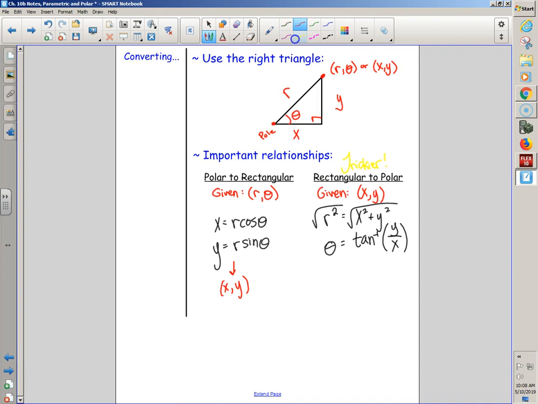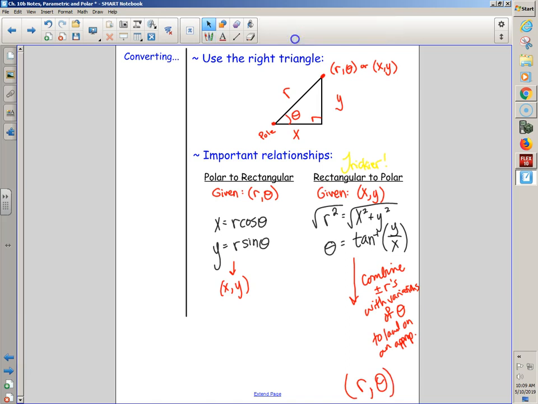What I mean instead is combine plus or minus r's with variations of theta to land on an appropriate r theta. That just got complicated. Maybe.